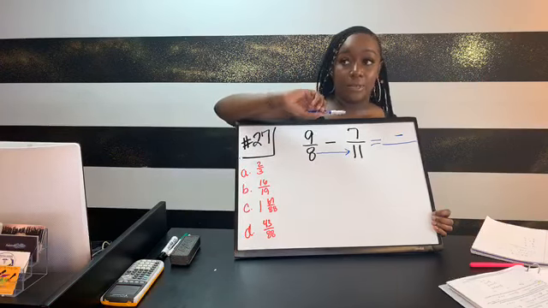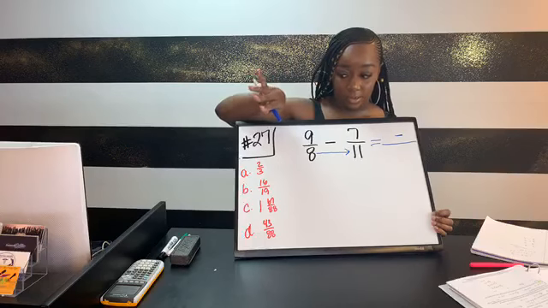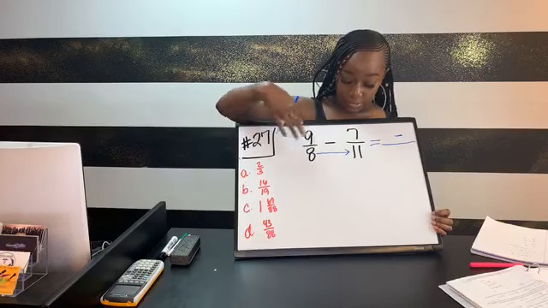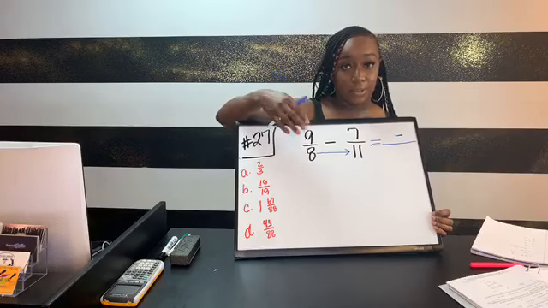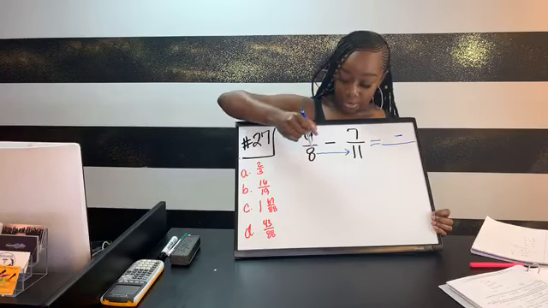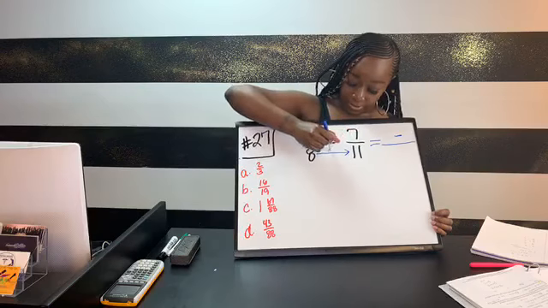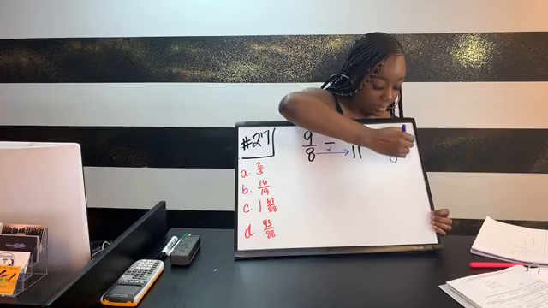It won't always end up being the least common denominator, which is fine. I just prefer this method because it's a lot easier for people to retain, because they don't have to worry about that sub skill of trying to find the least common denominator. So we do 8 times 11, which is 88, and then we're going to cross multiply.